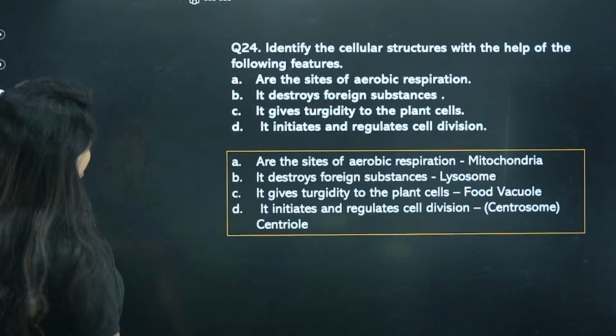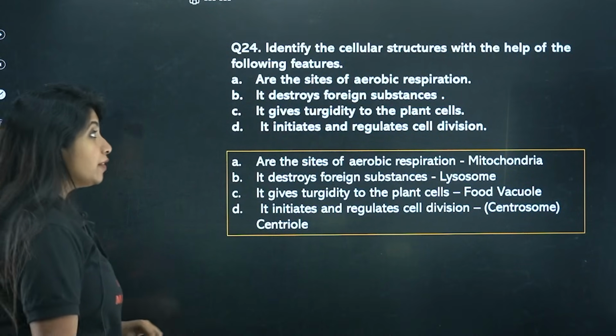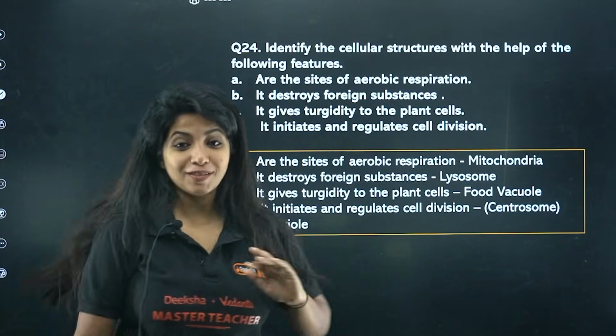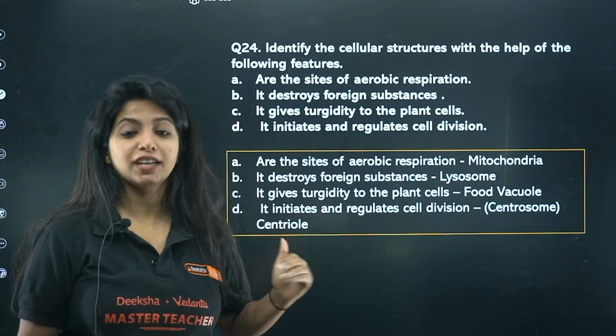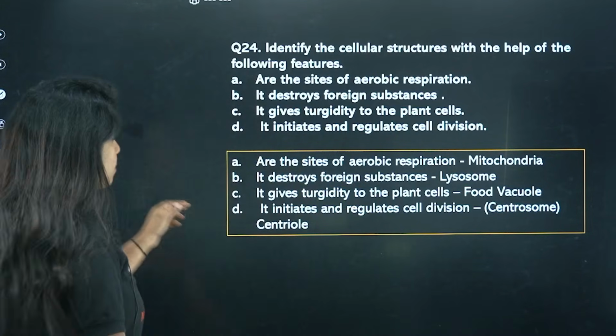Okay. Now, the next question that we have is the 24th question. Identify the cellular structures with the help of the following features. So, features are given over here. You have to find out what is that cellular apparatus out there.